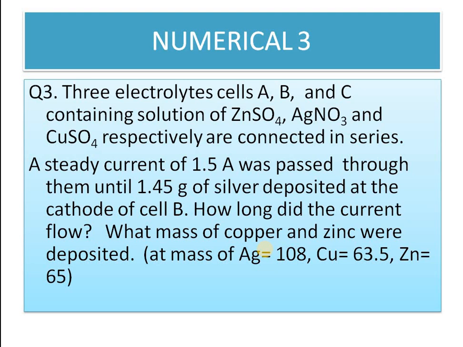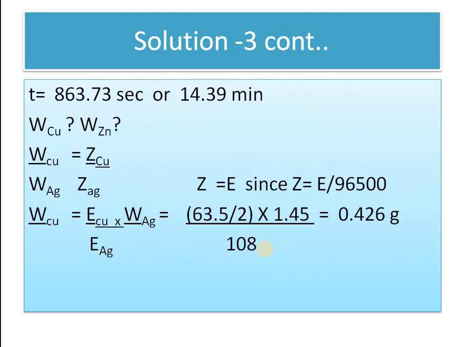So you have to use the second Faraday law. What is the second Faraday law? W1 by W2 is equal to Z1 by Z2. Or if the time and the current are the same, then we can use E also, because 96500 will cancel out. So W of copper divided by W of silver is equal to Z of copper divided by Z of silver. If I and T are the same, then you can replace Z with E also. Because I and T are the same here, no time is different here.